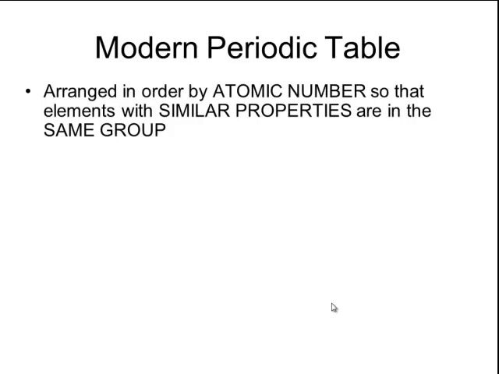So the modern periodic table, the one that we use today in class, is arranged in order by atomic number so that the elements with similar properties are in the same group. Now remember that groups are vertically arranged, so we've also rotated the arrangement of the table. Mendeleev's elements that have similar properties were in horizontal rows, whereas in our modern periodic table, elements with similar properties are in vertical columns called groups.